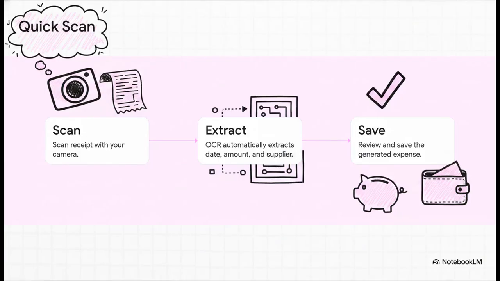Now, the real magic here is how you actually get this data into the app without giving up in frustration. If you're on the premium tier, you unlock this incredibly efficient quick scan workflow. It's a total game changer. You literally just snap a picture of your receipt with your camera, and the app uses optical character recognition to instantly pull the date, the amount, and the supplier. You just give it a quick review, hit save, and you're done. It completely wipes out that tedious manual data entry that usually kills any budgeting habit before it even starts.